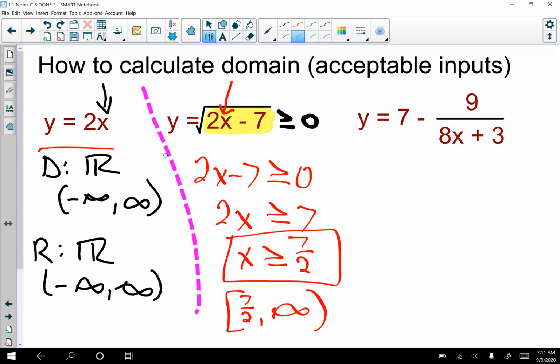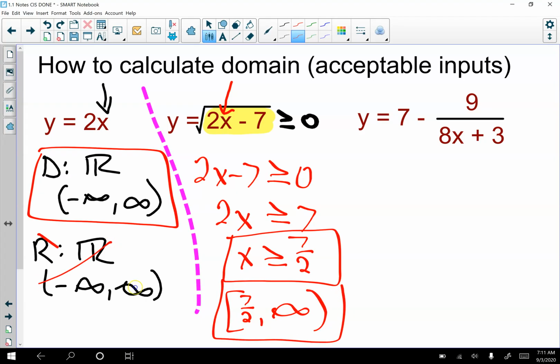I'm just going to highlight the domain over here too. So either one of these works. Here, I know I did the range. I didn't need to, but I just put it out there anyways. So here's the domain of the second one.